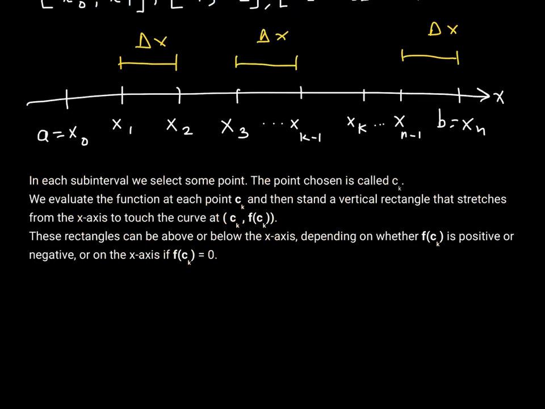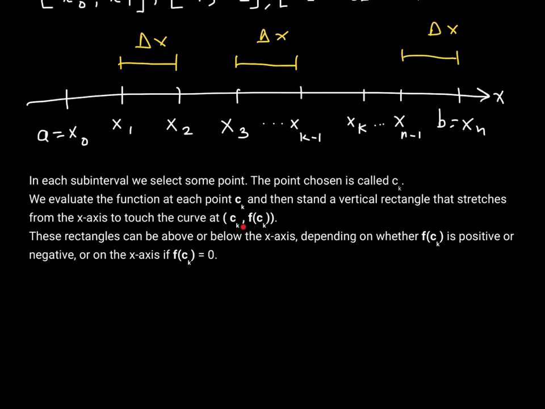So this summarizes our plan, our idea. In each subinterval, we select some point. The point chosen is called c sub k. c sub k represents the point that we are choosing from each subinterval to evaluate our function. We evaluate the function at this point, c sub k, from each subinterval, and that's giving us the height of our rectangle. So we stand a vertical rectangle that stretches from the x-axis all the way to touching the curve, touching our function at this point, c sub k, comma, f of c sub k. This is the ordered pair at which the rectangle intersects our curve.